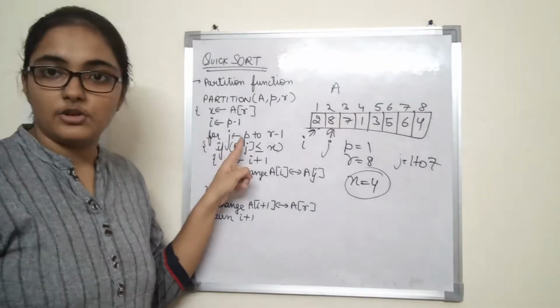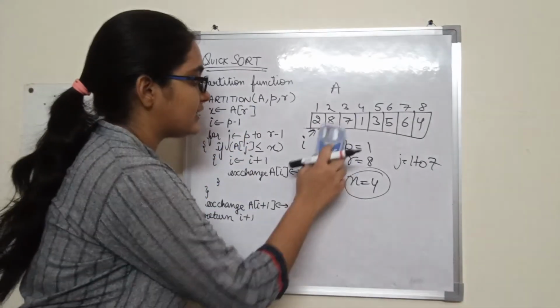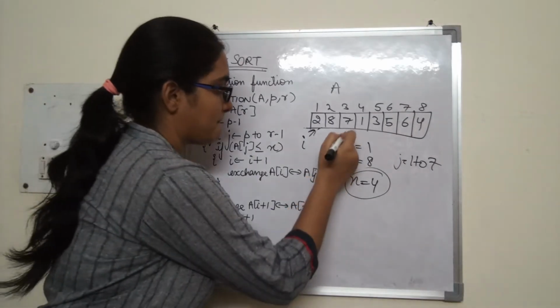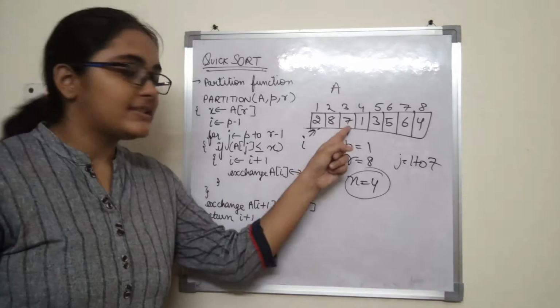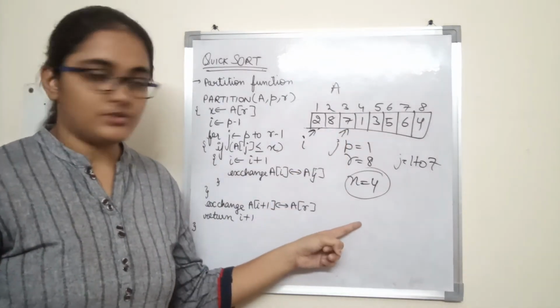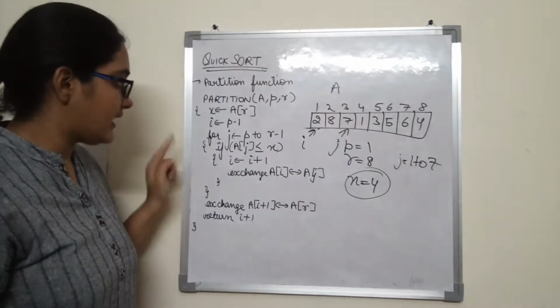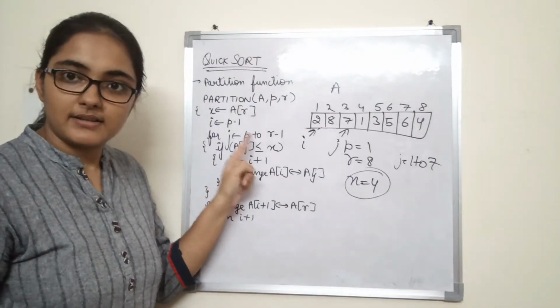Now again j is equal to 3, right? If a of j is less than equal to x, is 7 less than 4? No, it is not true, right? So this condition will fail and again j will be incremented, simply incremented.